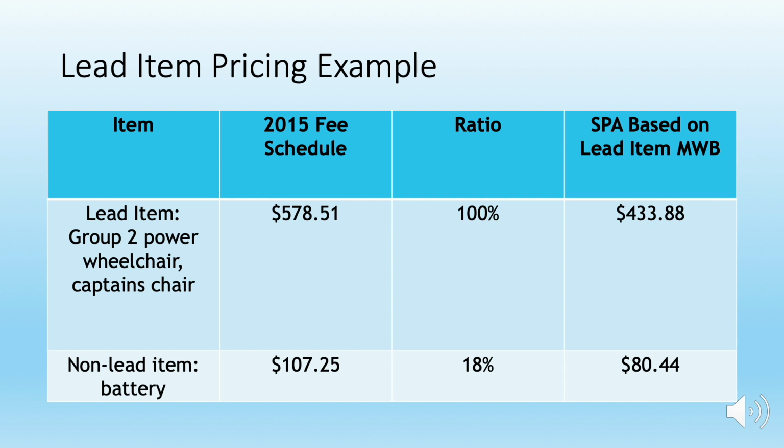And in this instance, based upon this example, if the SPA for the lead item of the Group 2 power wheelchair, or KO823, ends up being $433.88, then the non-lead item, this particular battery, will be 18% of that, which is $80.44.